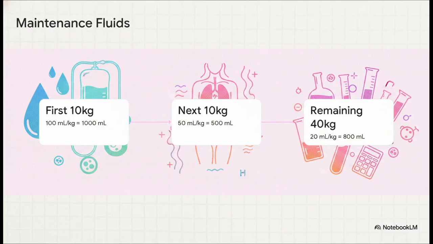Let's put that into practice. Question 16 looks at daily maintenance fluids for a 60-kilogram woman. We use the classic 100-50-20 rule here. It's kind of like building a layered cake. For the first 10 kilos of body weight, you multiply by 100 milliliters, giving us 1,000. Next 10 kilos, multiply by 50, adding another 500. And for the remaining 40 kilos, you multiply by 20, adding 800. Add the whole shebang together and you get exactly 2,300 milliliters of daily maintenance fluid. Super straightforward once you know the rule.